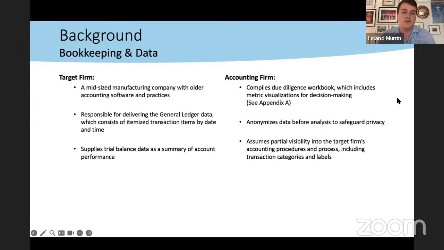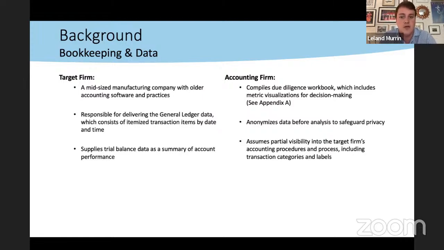So the specific company that was analyzed here was a mid-sized manufacturing company. It had much older accounting software practices, nothing like QuickBooks, that needed to be converted to a more standard Excel format. It was a bit complicated, but that was done before it was provided to me. They provided both the general ledger data and also a trial balance summary of their internal accounting department to determine account performance and such. So I got both of those spreadsheets, both of those sets of data.